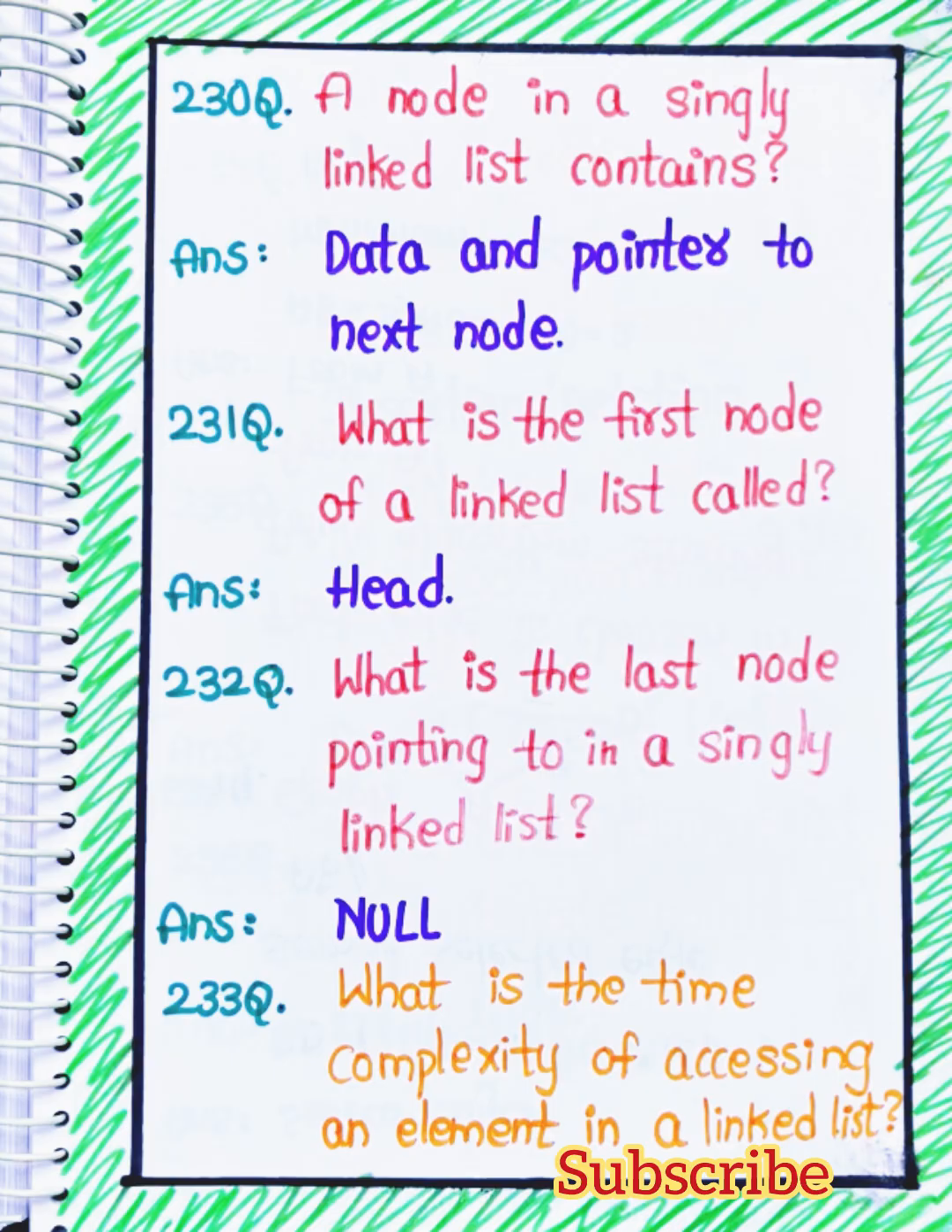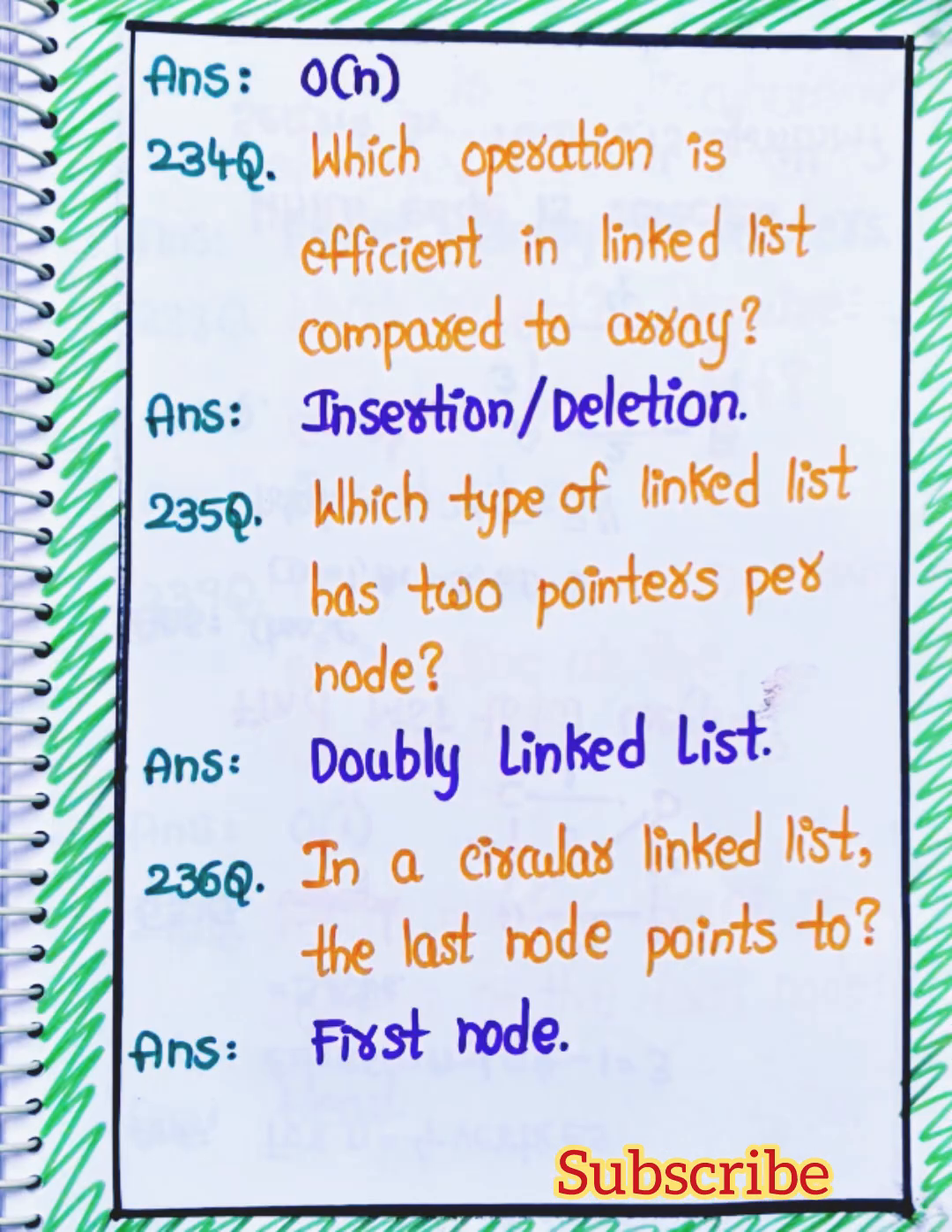Next question, what is the front node of a linked list called? Head. Next question, what is the last node pointing to in a singly linked list? Null. Next question, what is the time complexity of accessing an element in a linked list? O of n is the answer. Next question, which operation is efficient in linked list compared to array? Insertion or deletion.